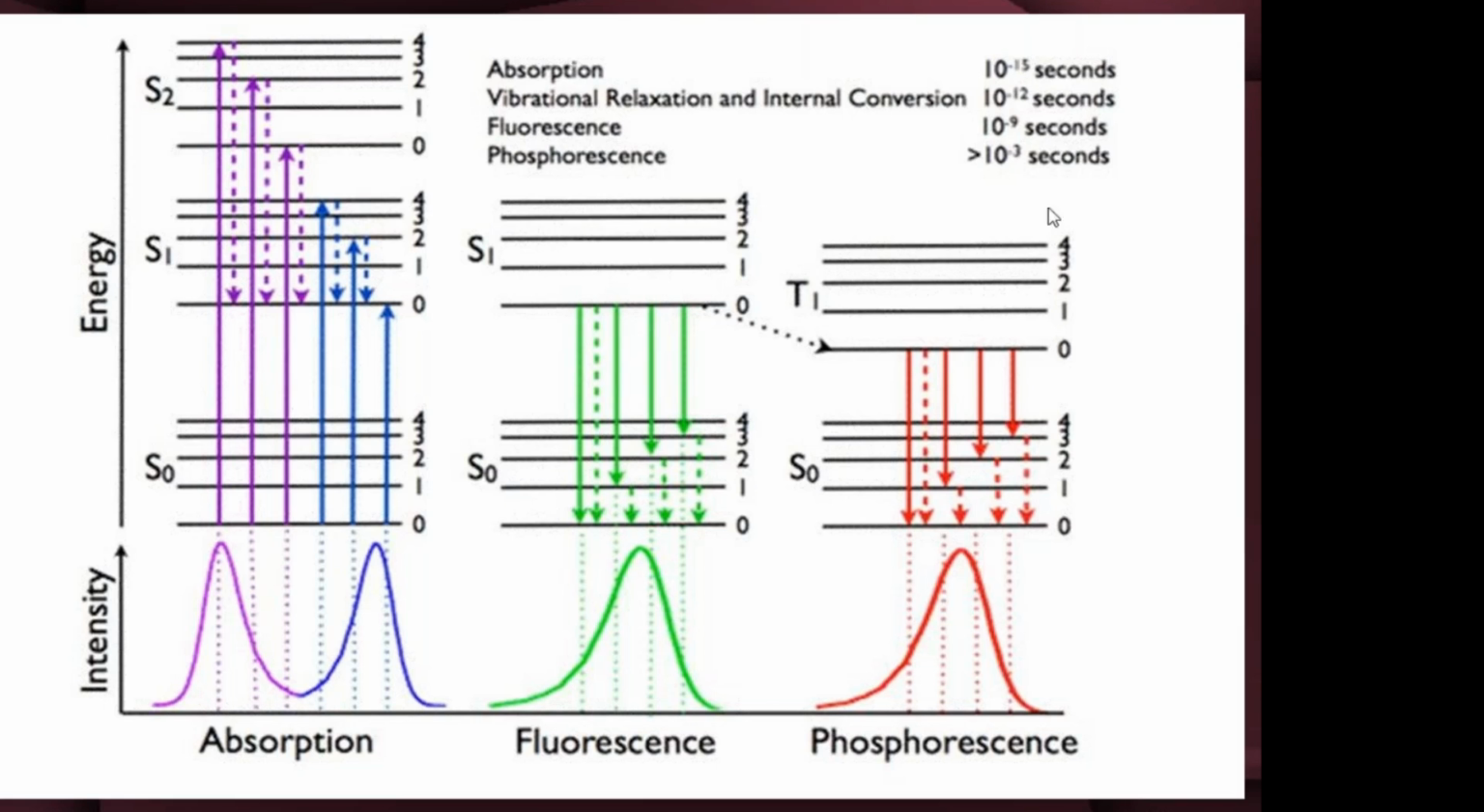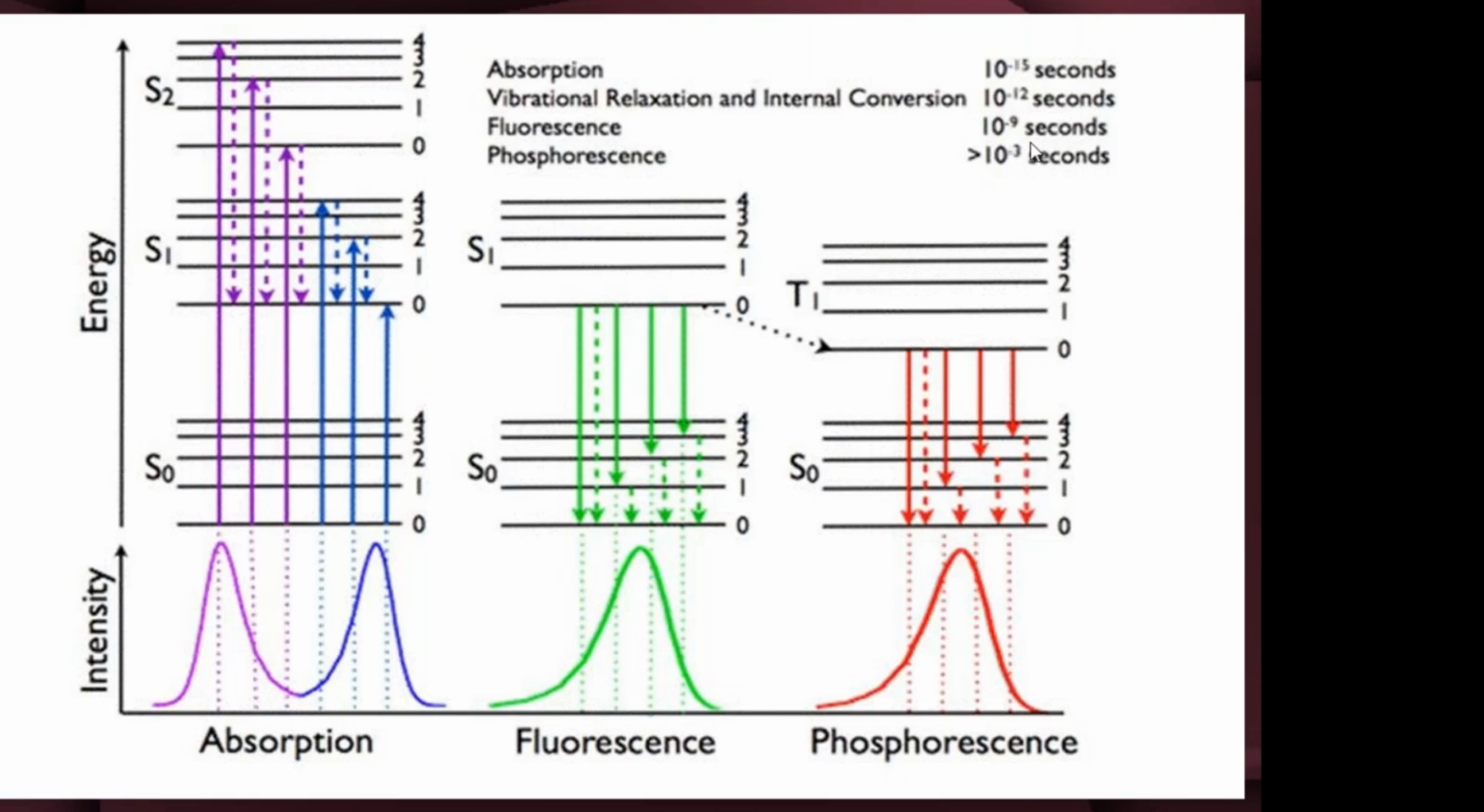Here you can also see the time taken for each of these. Absorption occurs in 10^-15 seconds after irradiation. Vibrational relaxation and internal conversion, these are non-radiative relaxations. They take place within 10^-12 seconds. Then emissions, fluorescence and phosphorescence, they take a little longer than this.